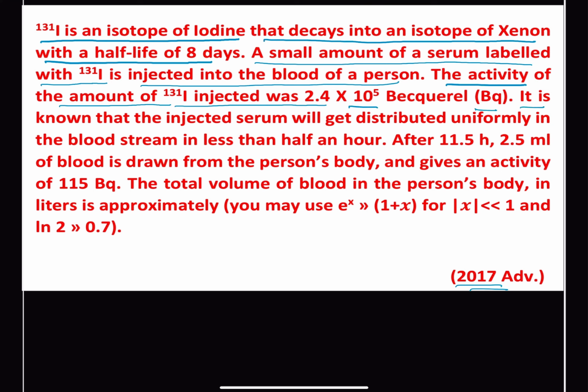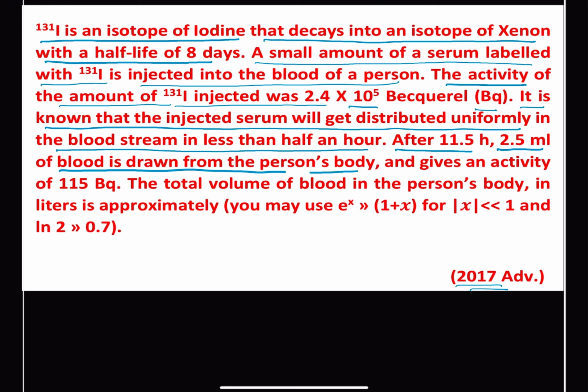It is known that the injected serum will get distributed uniformly in the bloodstream in less than half an hour. After 11.5 hours, 2.5 ml blood is drawn from the person's blood and gives an activity of 115 Bq. The total amount of blood in the person's body in liters is approximately.